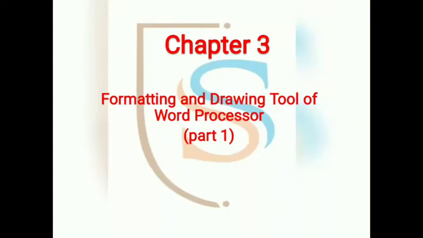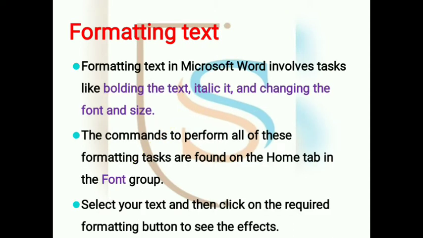So today we are starting chapter 3, Formatting and Drawing Tool of Word Processor. Before telling about advanced formatting, firstly I want to tell you about formatting text. What is formatting text? If I want to make a change in text, for example, I want to change the size of the text, I want to provide color to the text so that it will look attractive, it will look beautiful. So that is called formatting.